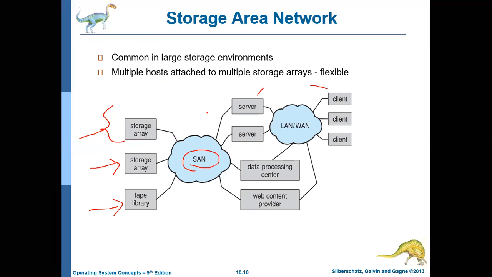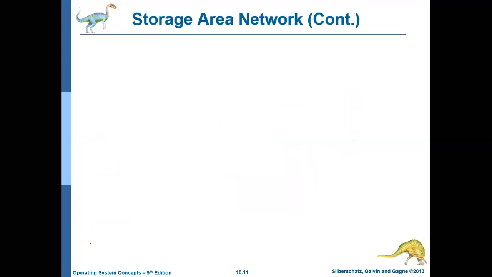The storage will be automatically allocated for these clients and servers from the storage area network depending on the need. Whatever storage is required by the server and the client will be automatically provided to them depending on their requirement. That is, these servers and clients may not have their own storage. They may not have a separate hard disk, because they will be using this SAN, storage area network, and from the storage area network, the required storage will be provided to the respective server and the clients.